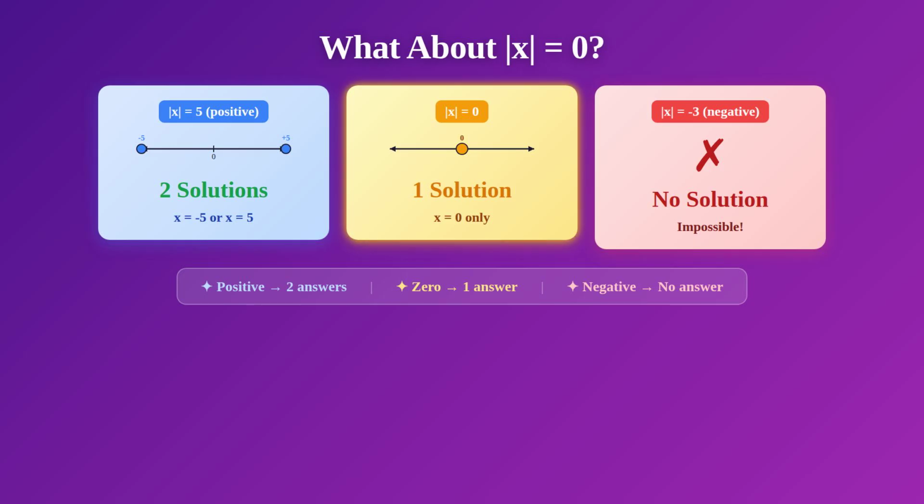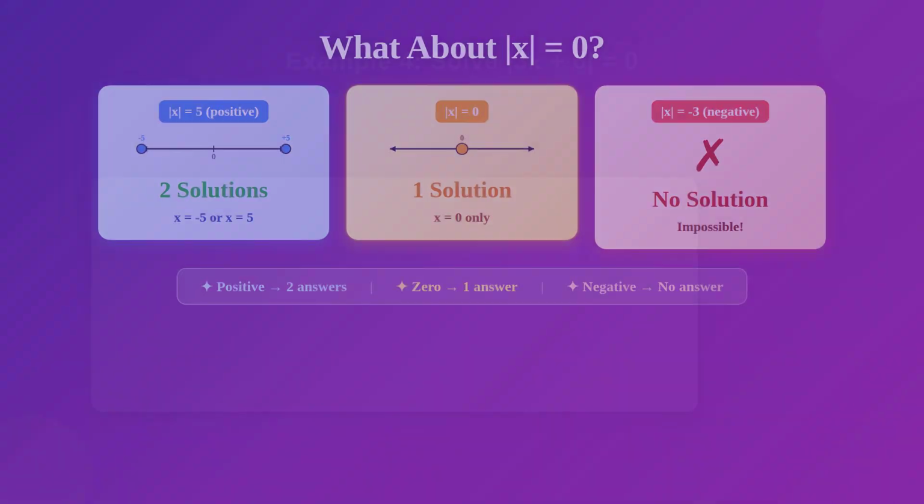So here's the full picture. If the right side is positive, you get 2 solutions. If the right side is 0, you get exactly one solution. If the right side is negative, you get no solution. Maya just mapped out all 3 cases. She's basically a math detective now.